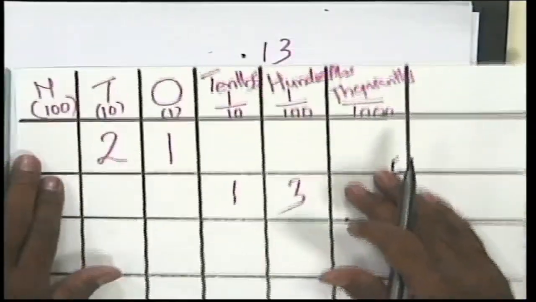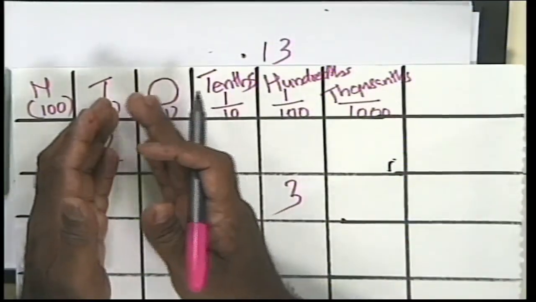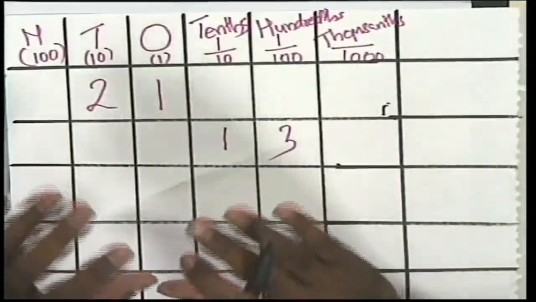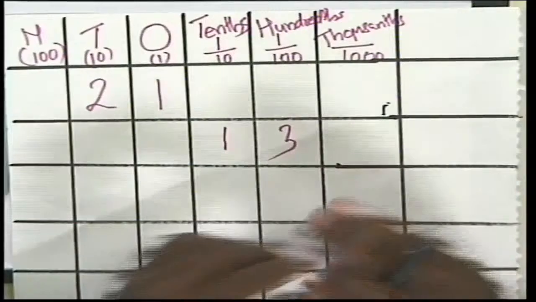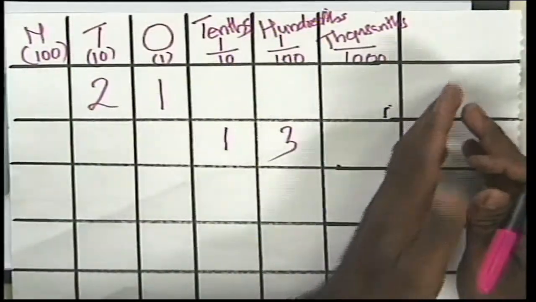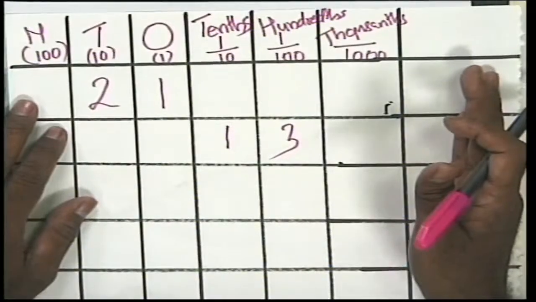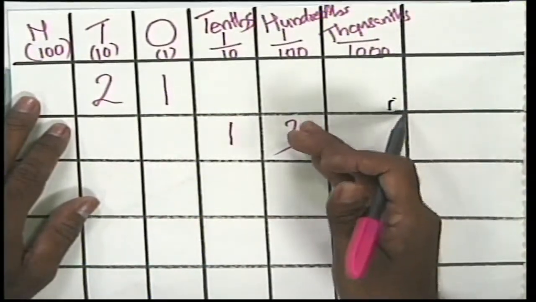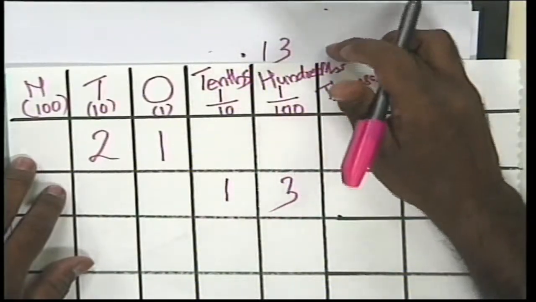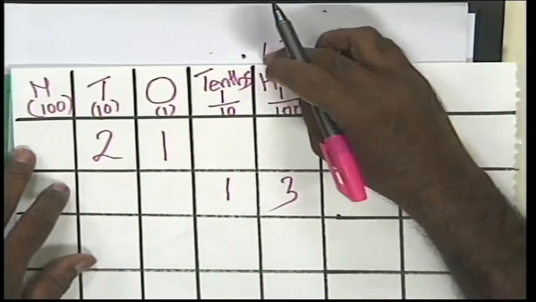0.13. Of course you can see this number is less than 1. Therefore, if we consider only the decimal part of a number, that decimal number is always less than 1. We will not call it 13, we will call it 0.13, and its name is 1 tenth and 3 hundredths.